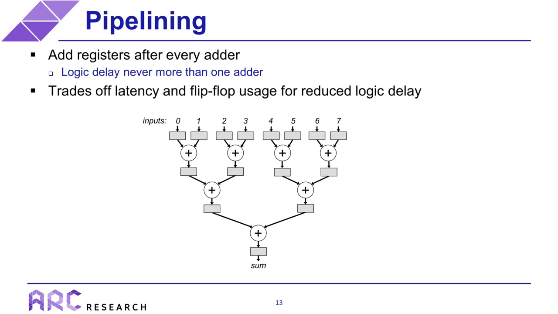To pipeline this design, we can just add a register after every adder. So in this case, the logic delay should never be more than one adder, which means it should be about 1/3 of the previous delay. Of course, this improvement doesn't come for free. We are really trading off latency and increased flip-flop usage in the FPGA to reduce logic delays, but that is very often an attractive trade-off for many applications.